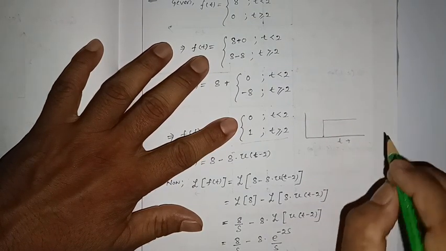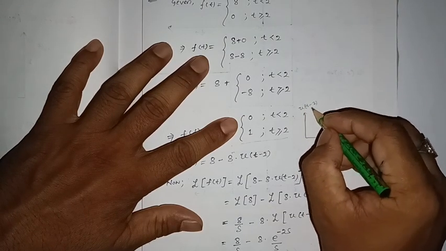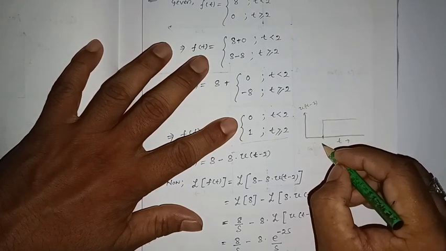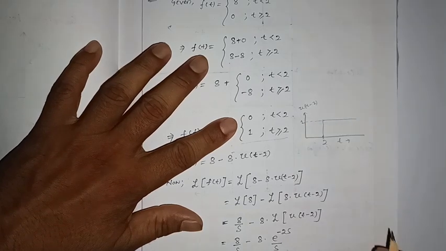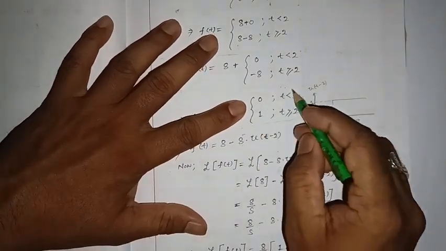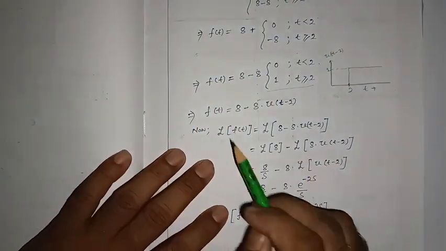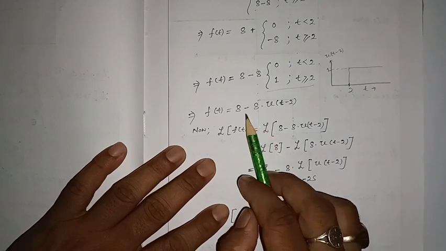It will be like this. This side is your t, this side is your u(t minus 2), and this point is your 2, and this one is your 1. Okay, so this is nothing but u(t minus 2). Now we are going to take the Laplace transform of both sides. So the Laplace transform of f(t) will be equal to the Laplace transform of this one.